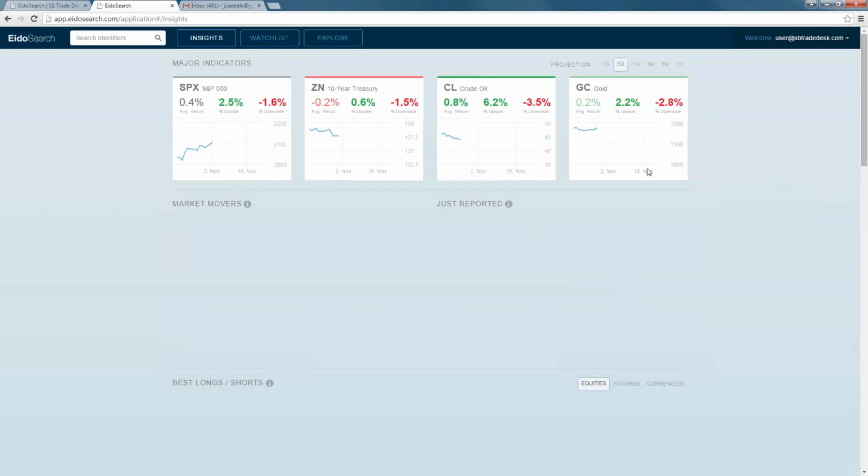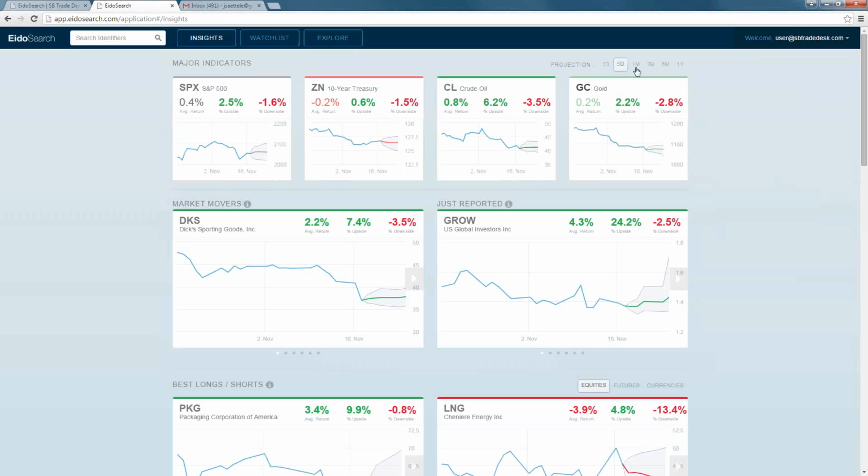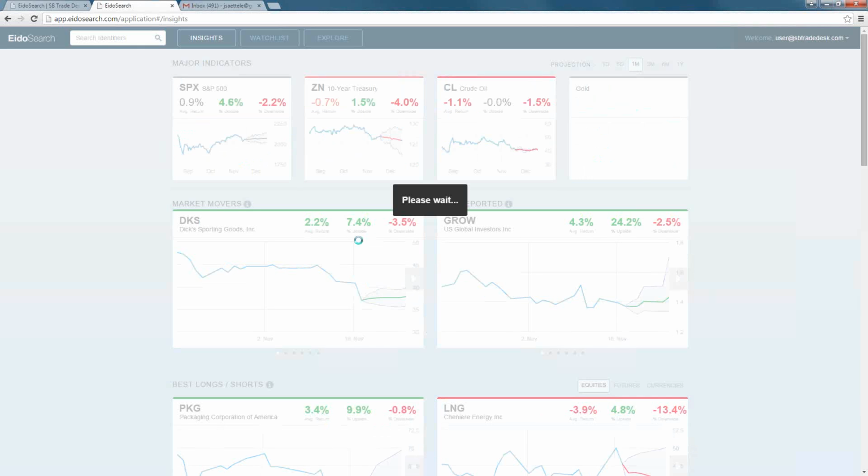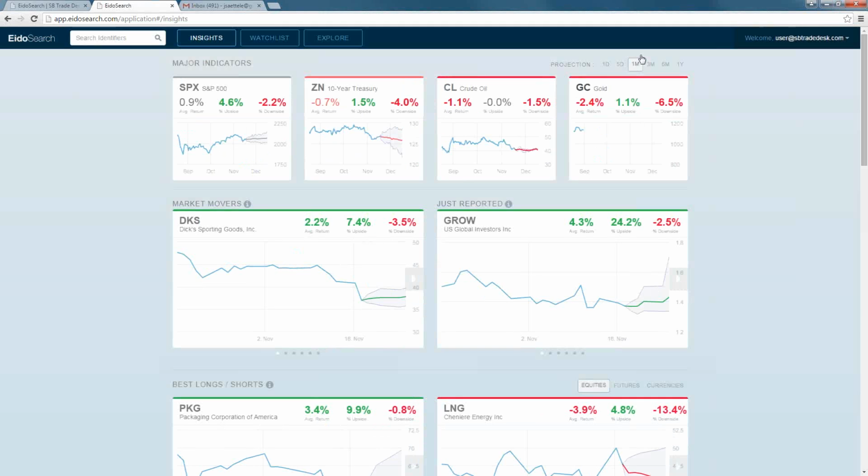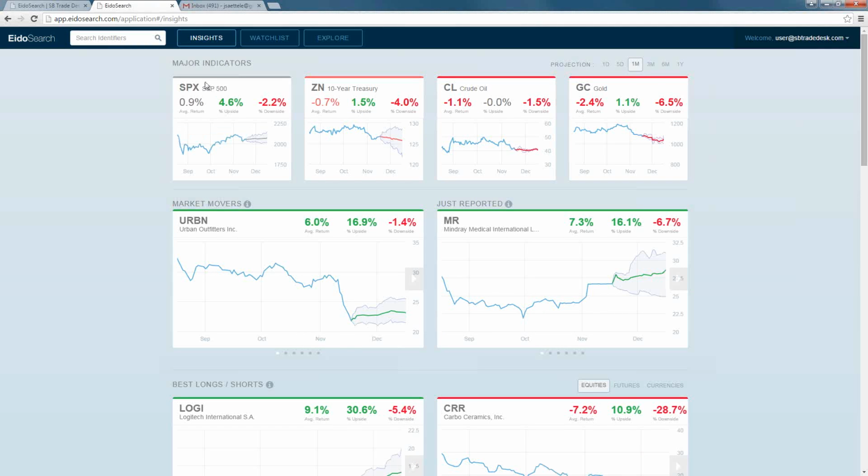I know I didn't spend a whole lot of time here on the Insights page, but you can play around with it. It's pretty self-explanatory. Going into each market, or major indicators as they're called here: S&P, 10-year Treasury, crude, and gold. It gives you a very quick snapshot of major macro implications over the next month or 5 days or whatever it is you're looking at.